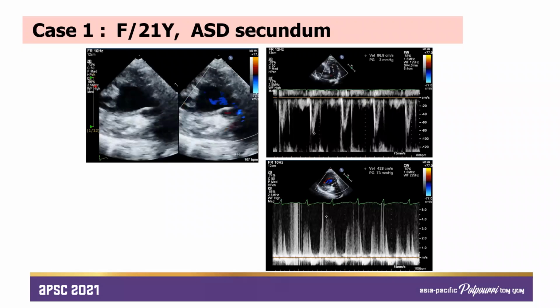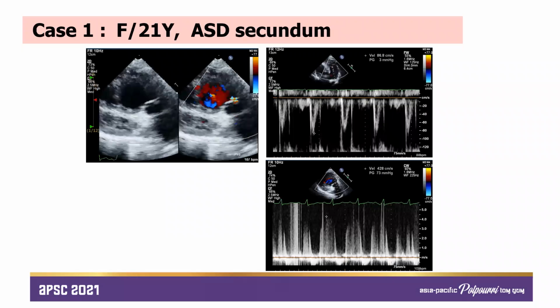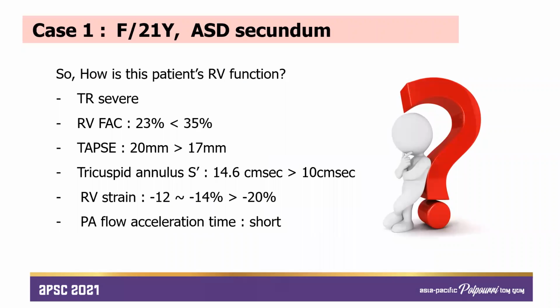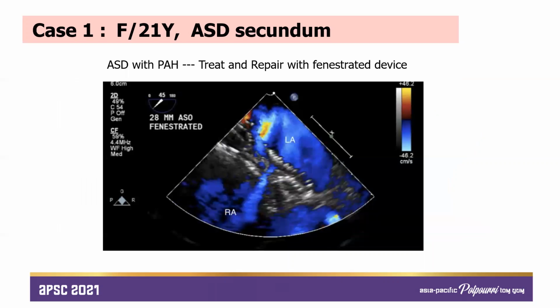And we can notice a short pulmonary acceleration time. So how is this patient's RV function? Is the RV to pulmonary artery in a well-coupled state or uncoupled? We discussed that this patient's RV function is not ready for ASD closure yet. So a treat and repair strategy was applied for this patient. And finally, we closed the ASD with a fenestrated occluder.